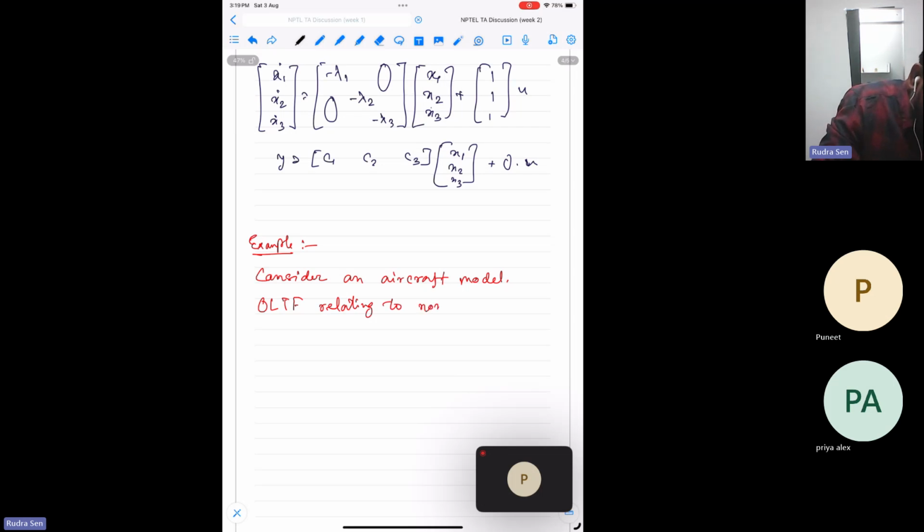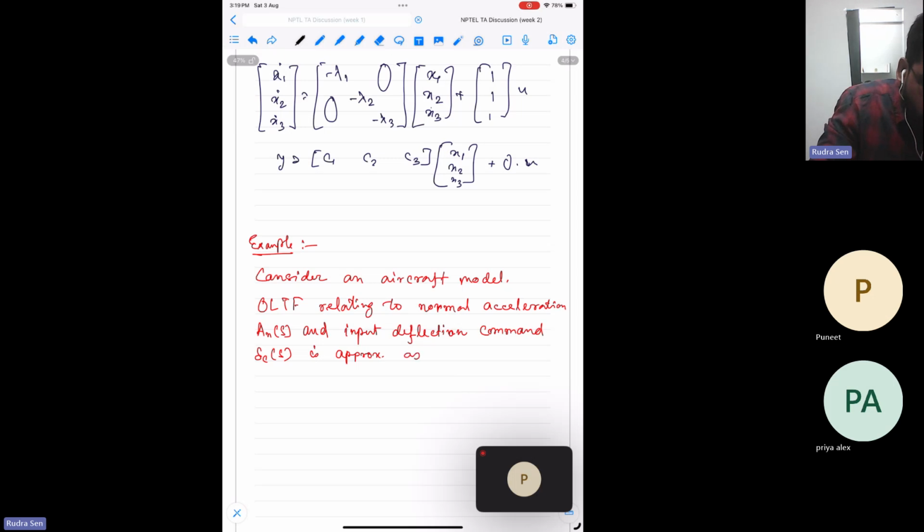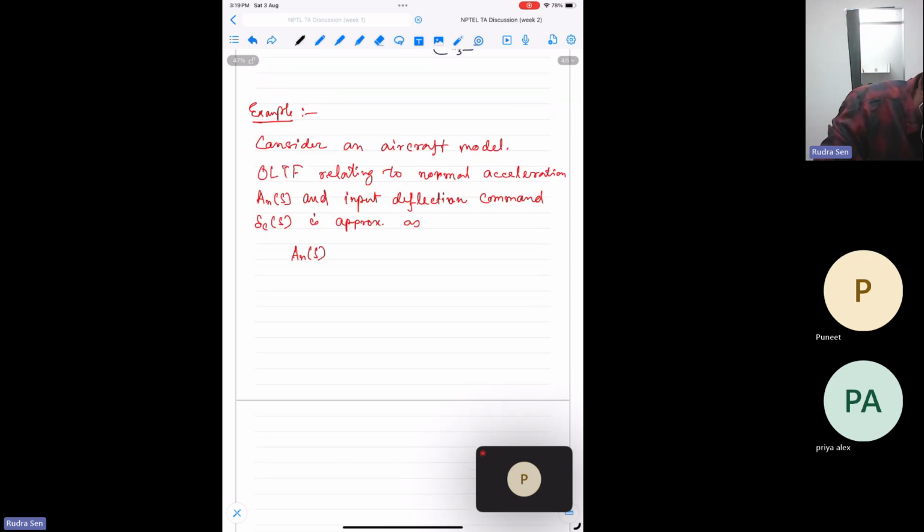relating normal acceleration A_NS and input deflection command, which is delta CS, is approximated as, this is the transfer function, minus 272 s square plus 1.9 s plus 84 divided by (s plus 14)(s minus 1.8)(s plus 4.9).